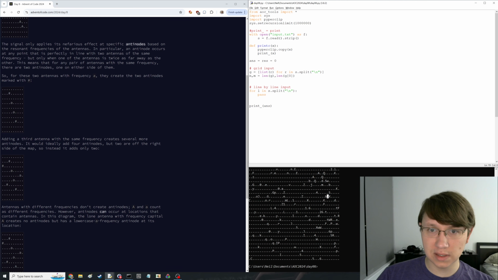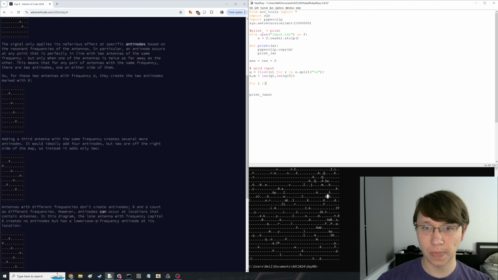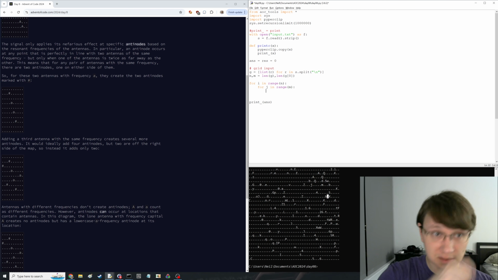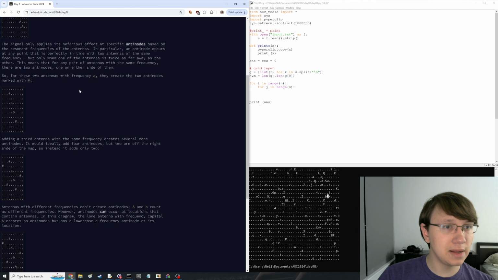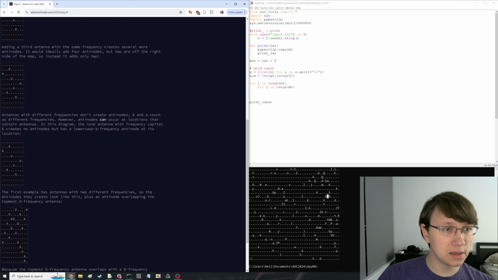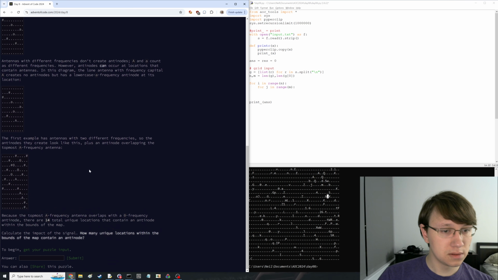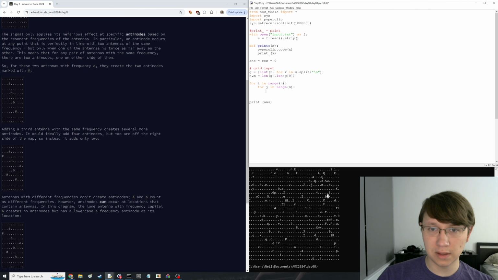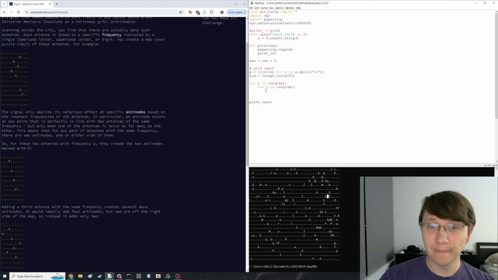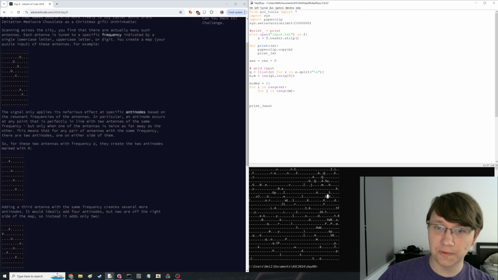Got it. How big is this? I don't know, and I don't think it matters too much. Let's just go through all possible locations. Can an antinode be at an antenna? It's not clear, but I'll just assume something and go with it. So first let's assemble this.